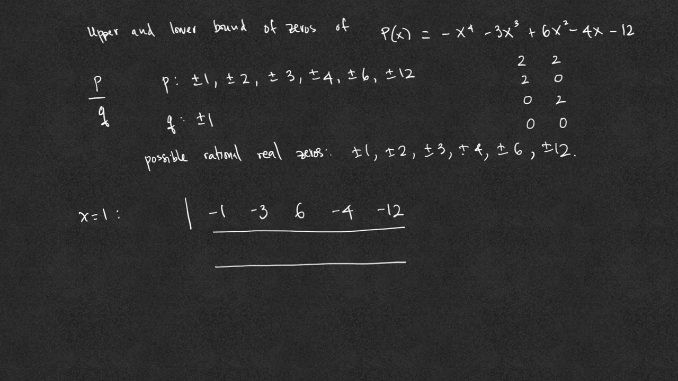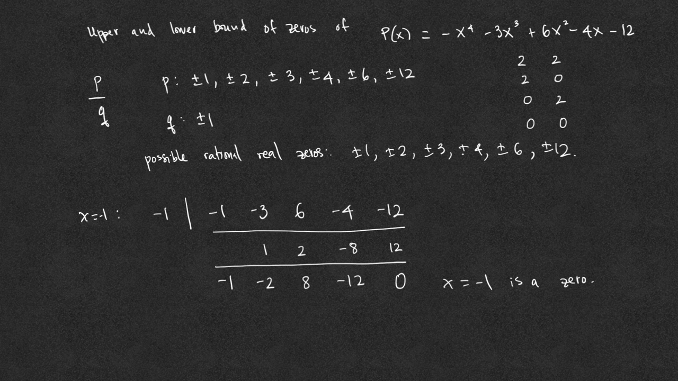Next, we perform synthetic division for x equals negative 1, meaning we want to check to see if negative 1 is a real zero. So we bring down negative 1. Negative 1 times negative 1 is positive 1, and then add. Negative 2 times negative 1 is positive 2, then add. 2 times negative 1 is negative 2, then add. And then negative 12 times negative 1 is positive 12, then add. And so, yes, since the remainder is 0, x equals negative 1 is a zero.